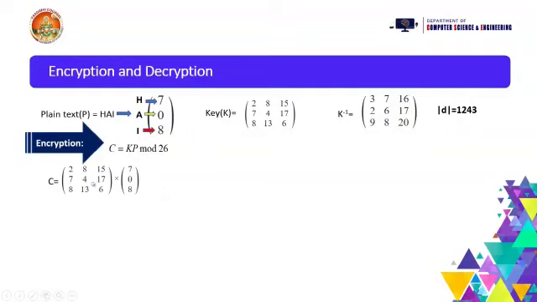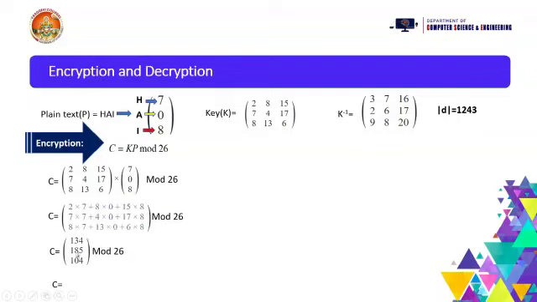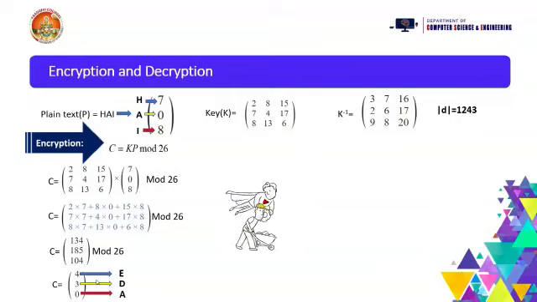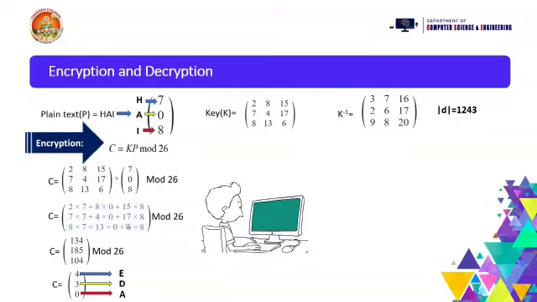Our key matrix is 2, 8, 15, 7, 4, 17, 8, 13, 6. It is multiplied with our plain text matrix, that is 708, and the result is mod with 26. The result matrix is 134, 185, 104. This matrix is mod with 26 and our final result is 4, 3, 0. Convert these numbers into characters, that is our ciphertext. 4 represents E, 3 represents D, 0 represents A. Now send this ciphertext to the receiver.